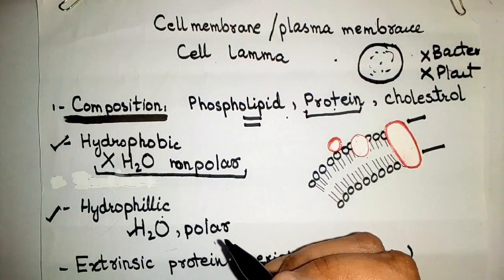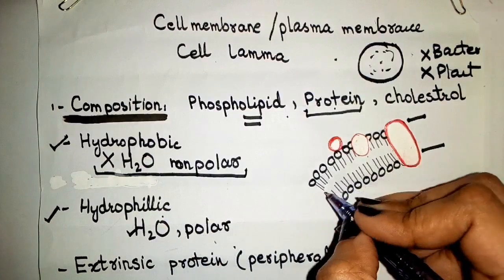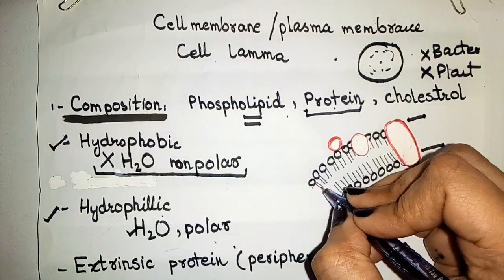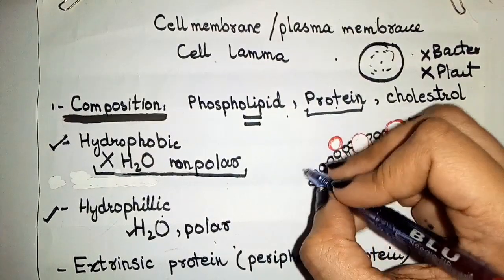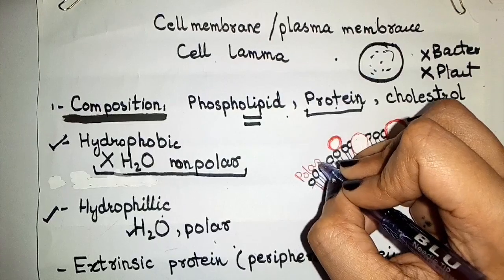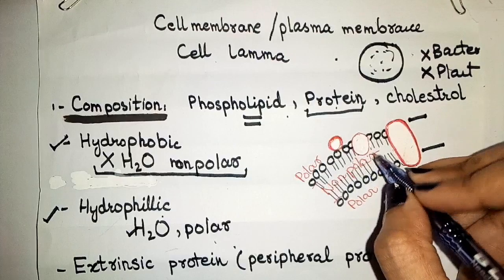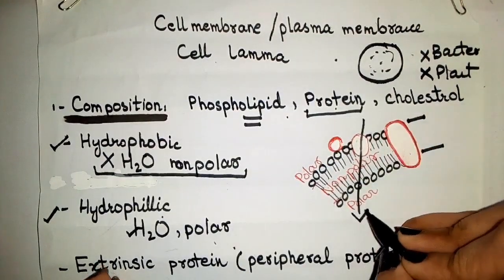Now going to the structure of the cell membrane, the inner layer, this reddish portion, is actually non-polar. It is lipidy in nature, while the outer part is polar. It can allow water, but the inner part will not allow water when transport takes place.